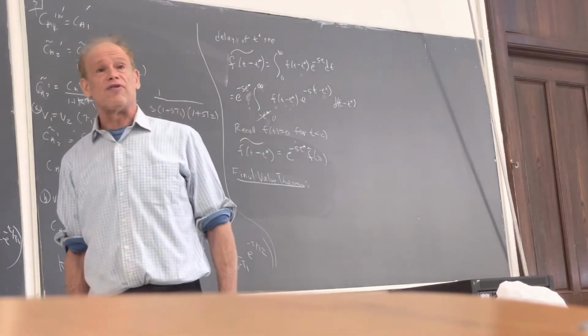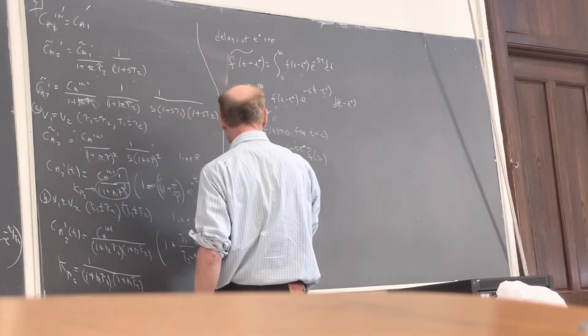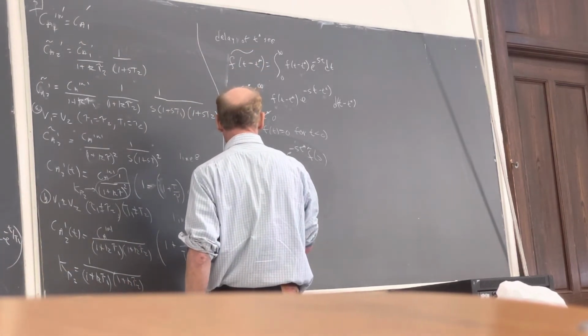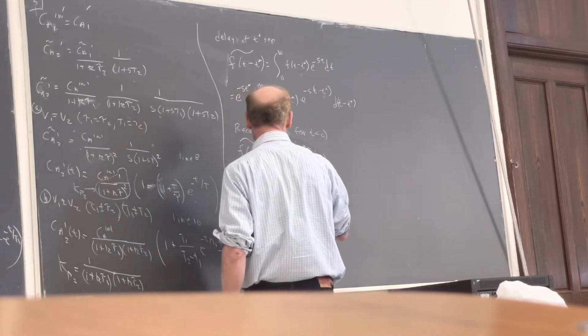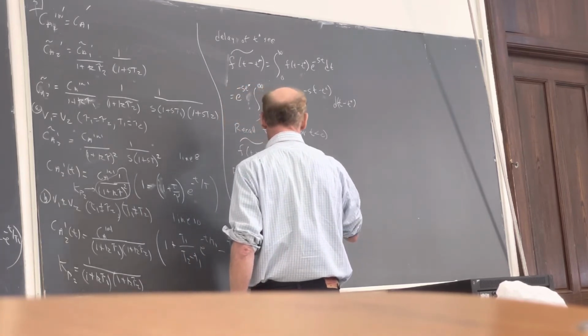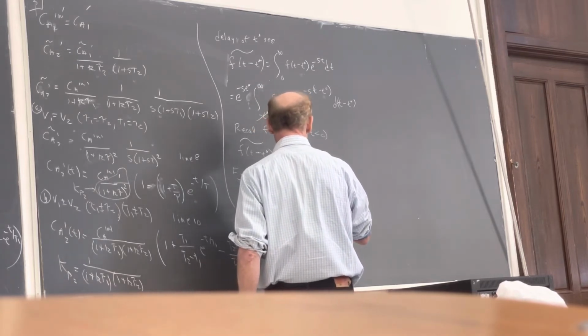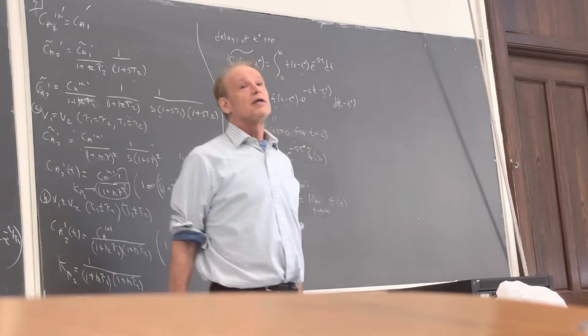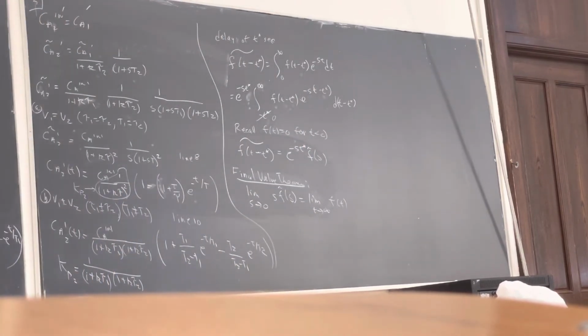So let's do the final value theorem. The final value theorem says the limit as s goes to 0 of s f tilde of s is equal to f, the limit as t goes to infinity. Okay. So what does that tell me? That tells me something really useful.